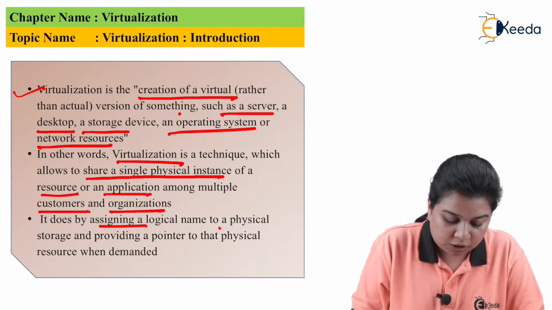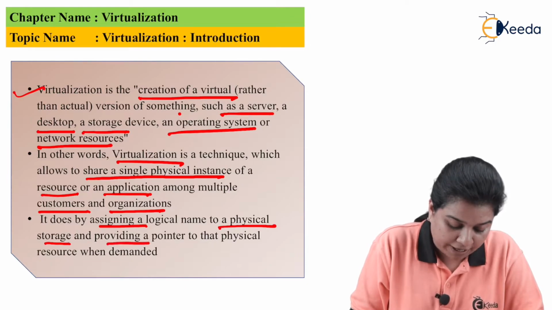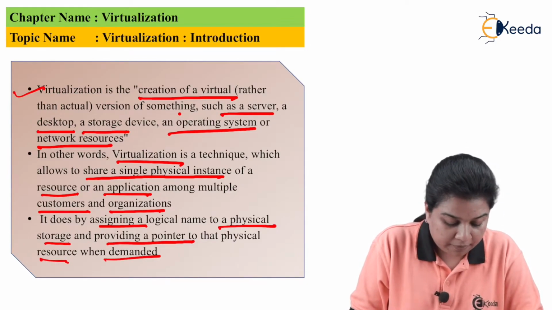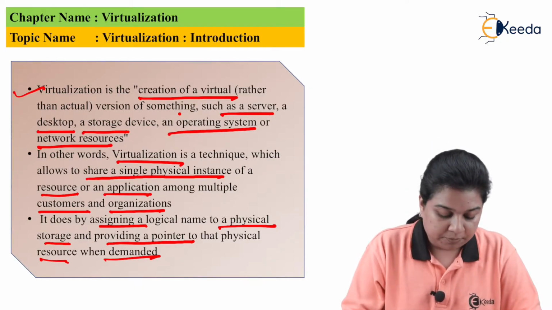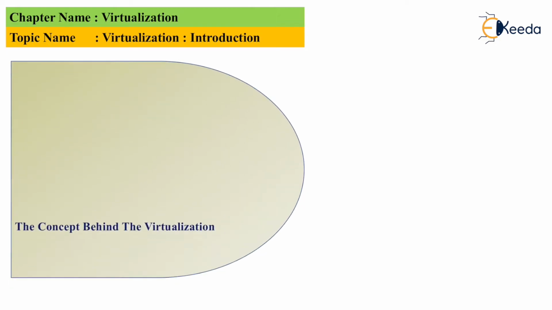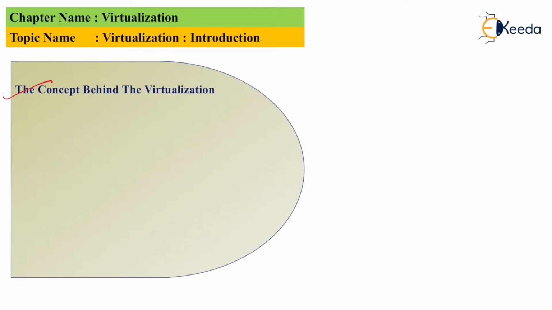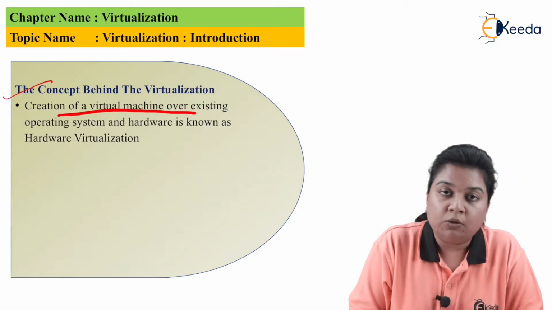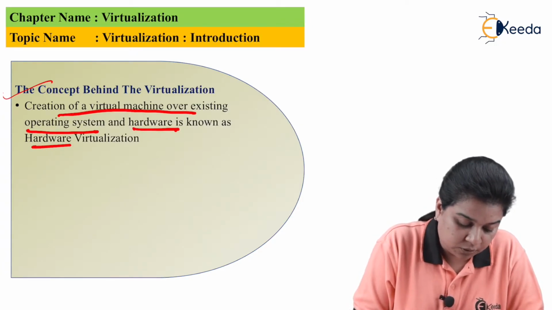It does so by assigning a logical name to a physical storage and providing a pointer to that physical resource when demanded. That means, see, I have a physical machine. Now, to that physical machine, I am creating a logical name for a particular physical storage and providing a pointer to that physical resource, when the demand arises from the consumer or customer. The concept behind virtualization.